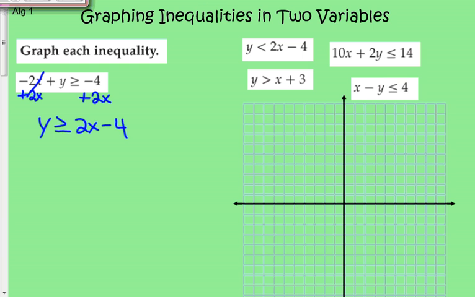Now we can graph. Start with your y-intercept right here, which is a negative 4. Go 1, 2, 3, 4, put a dot. Then I'll apply my slope of positive 2 over 1, up 2 over 1. Keep on doing this all the way up, and then all the way down.